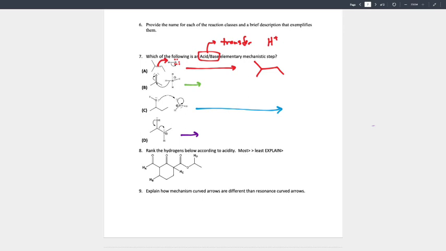Why'd you move the pi and not the sigma? Because the pi builds on the sigma. It's a good way to phrase it. The pi builds on the sigma. The pi is a higher energy bond. That's going to be the first one to react. Fantastic. So you're taking those two electrons, and what are you doing with them? Moving them to the hydrogen.